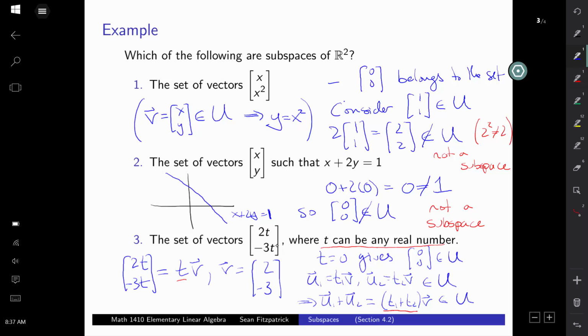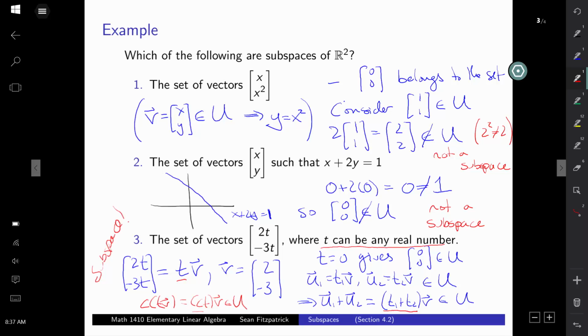Why is it closed under scalar multiplication? Well, if I did say c times tv, that's equal to ct times v, right? And so then again, c times t is going to be a real number, so ct all multiplied by v is something of the proper form, and that tells you that your set is closed under scalar multiplication as well. So this guy is a subspace.